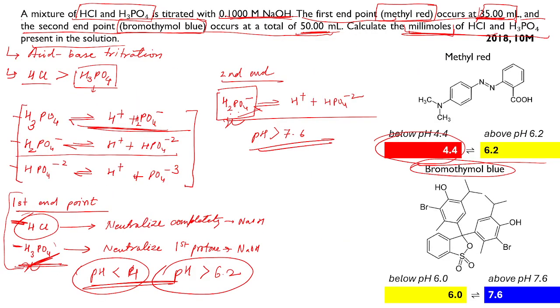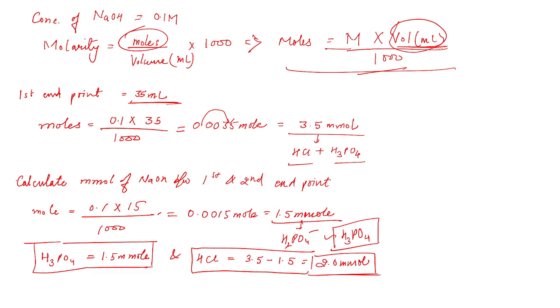I hope from this question you have understood the concept of the indicator, why we have used two types of indicators, how we solve this problem, and how we calculate the concentration of both the acids. So with this I am going to end this video here.